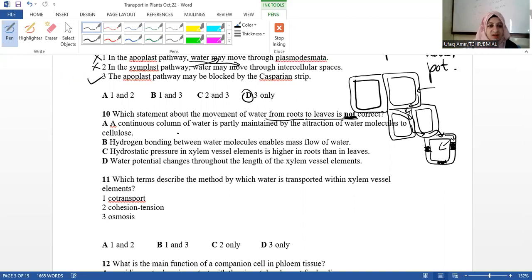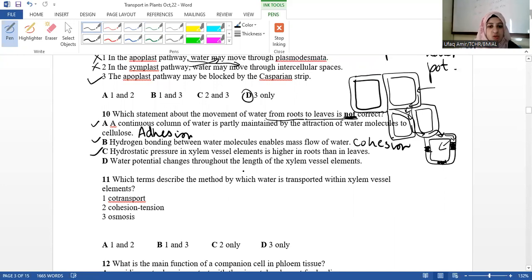cohesion. Okay, this one describes adhesion. That's the temporary hydrogen bond between the cellulose of the cell wall of the xylem vessel elements and the lignin of the xylem vessel elements and water molecules, adhesion. And this between the water molecules, the force of attraction because of hydrogen bonding, is cohesion. Hydrostatic pressure in xylem vessel elements is higher in roots than in leaves. That's correct. Because of that hydrostatic pressure, this water then rises up in the leaves. So they are all correct.